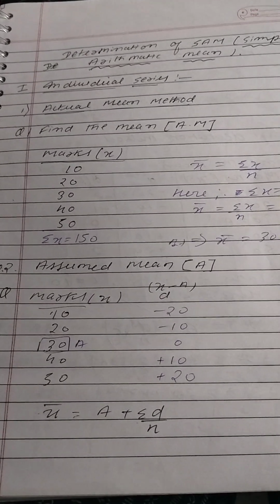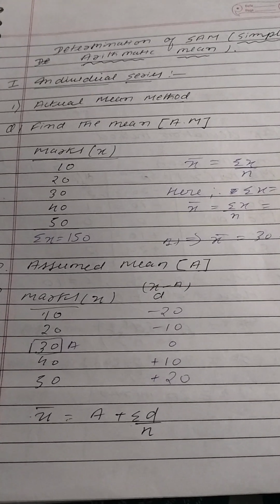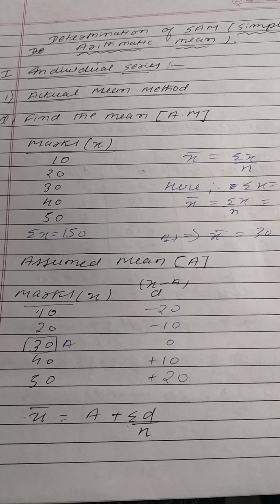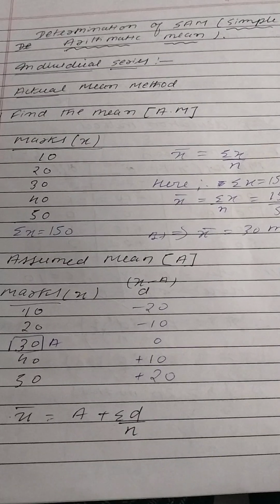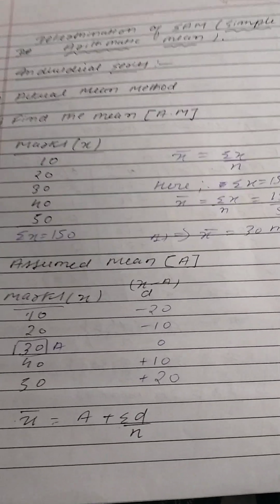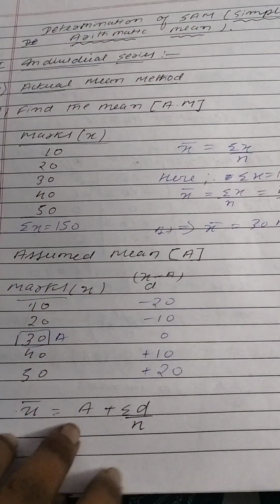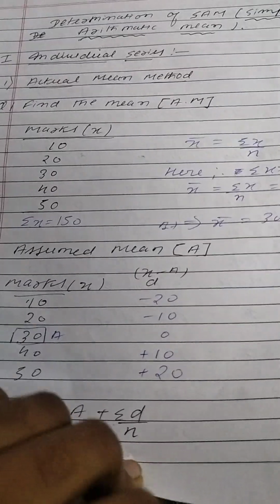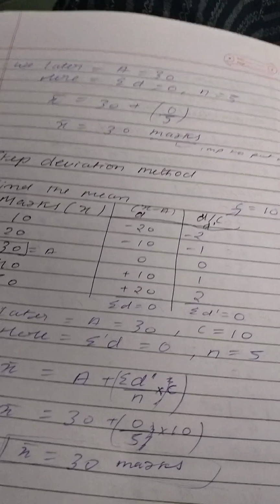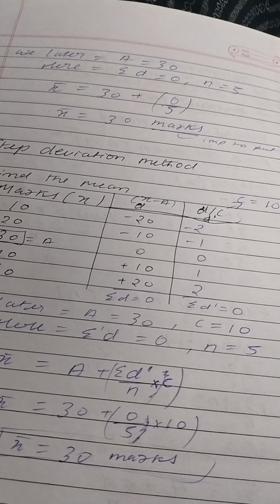Then in the assumed method, you have taken the deviations, like in the ones numbers, and you calculate the deviations part. And then you have assumed 30. So in the formula you have to write 30 plus 0 plus 5.